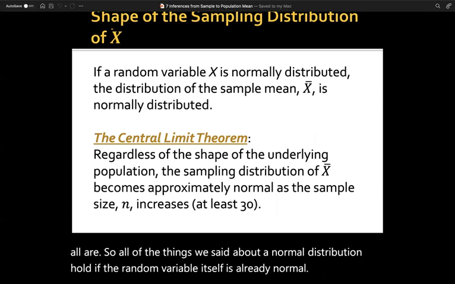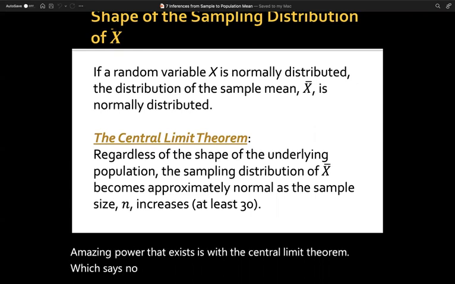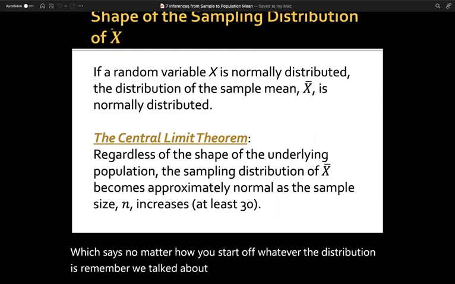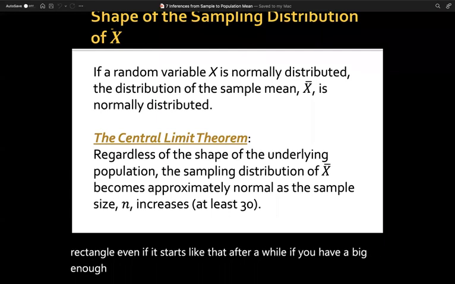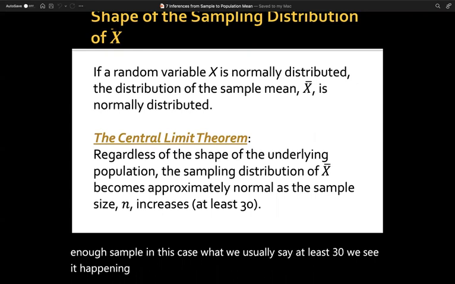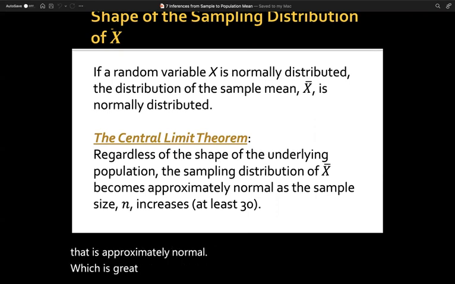The amazing power that exists is with the central limit theorem, which says no matter how you start off, whatever the distribution is, remember we talked about a uniform distribution, that flat boxy rectangle, even if it starts like that, after a while, if you have a big enough sample, in this case, we usually say at least 30, we see it happening consistently, then you will have a distribution that is approximately normal, which is great because normal distributions we know a lot about.